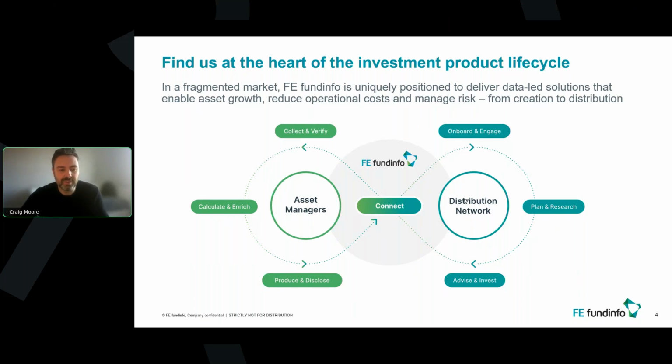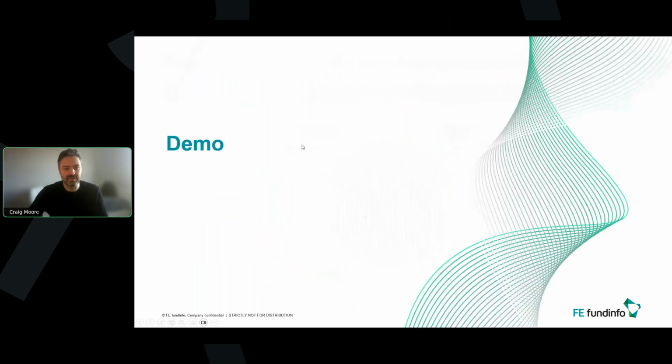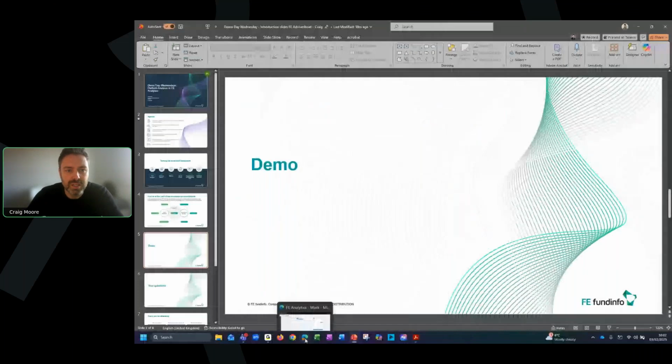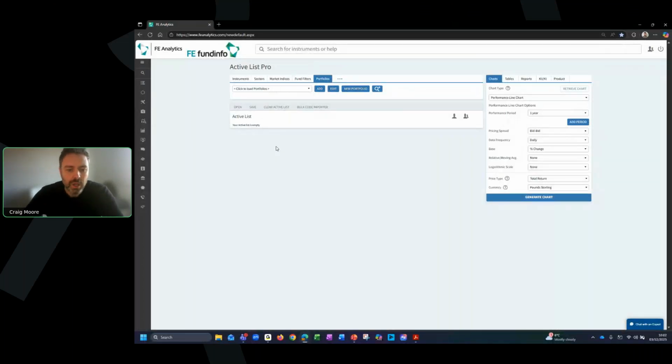So now with that being said and covering off high level information about FE Fund Info, let's jump into today's demonstration. FE Advisor Asset is a business that we integrated into FE Fund Info last year, and it is available to all existing and new FE Analytics users. Where it can be found is on the left-hand menu here.